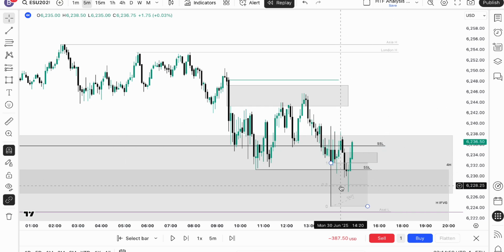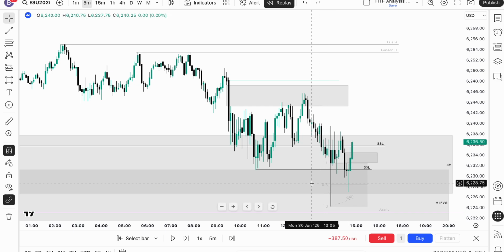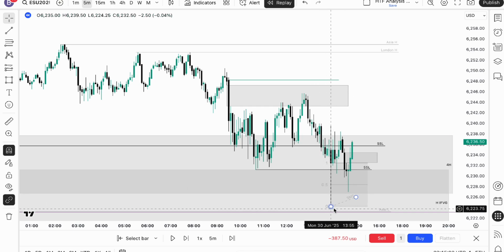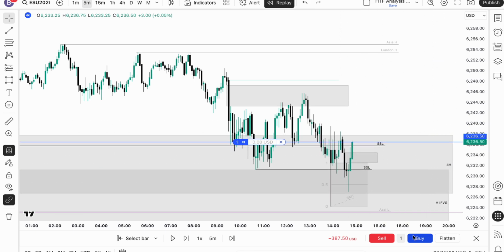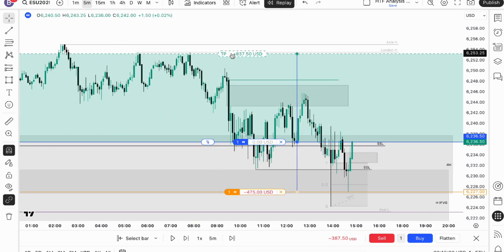So we have this consequent encroachment right here on this wick. We had that SMT formed with this low, and now we have inverted this 5-minute fair value gap. So with those confluences, we're going to go ahead and take a long. We're going to take our stop loss and put it right here below that consequent encroachment wick. We shouldn't see price return back down there, and we're going to take our target and put it up at these relative equal highs.